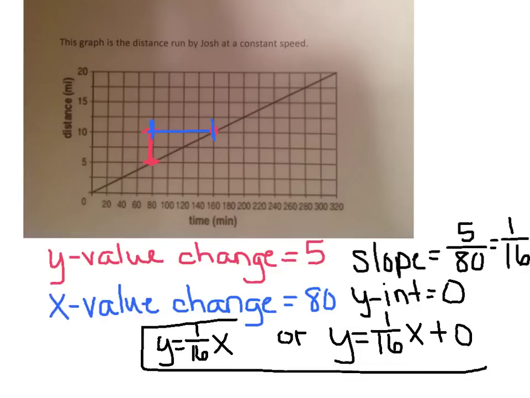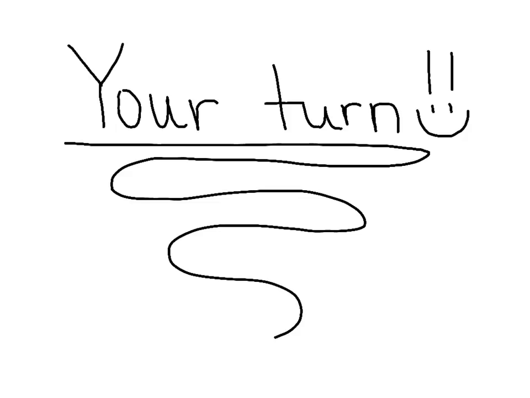So if I want to find the equation of a line given a graph, I need to find 2 nice points, calculate my change in y, calculate my change in x, write it as a fraction, find the y-intercept, and plug it in. Now it is your turn with the practice problems.